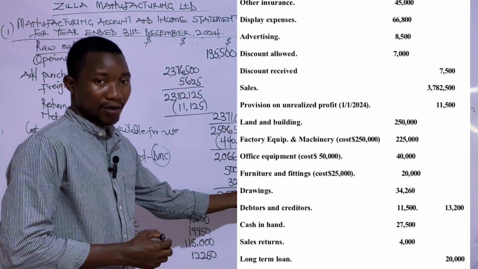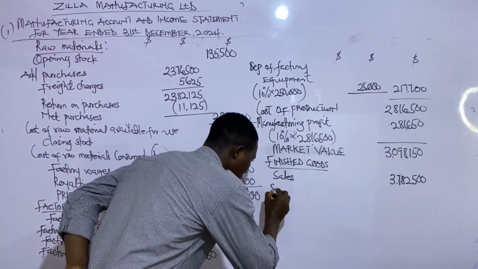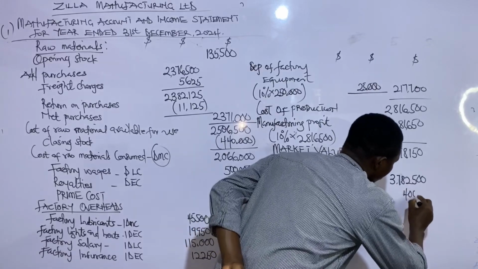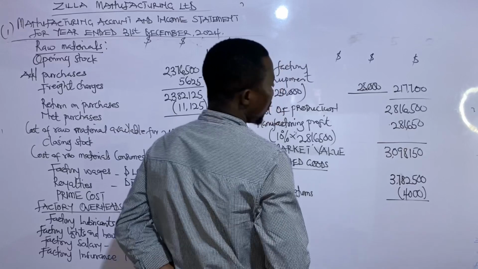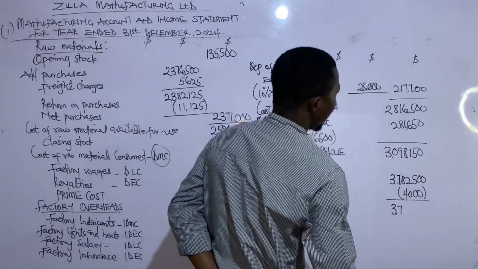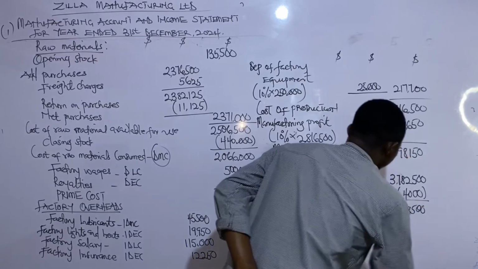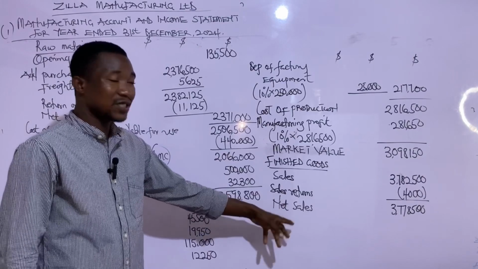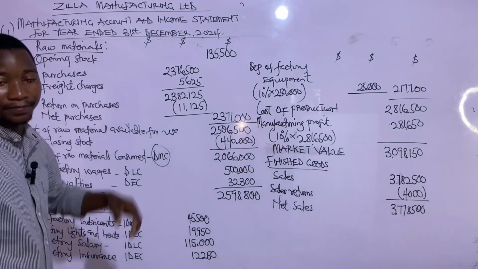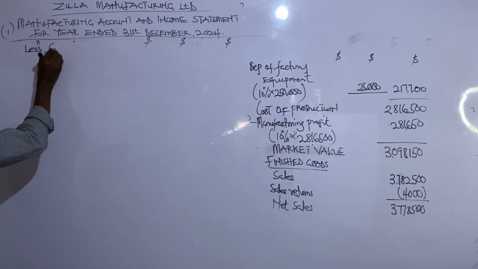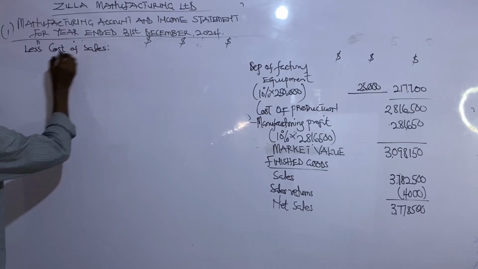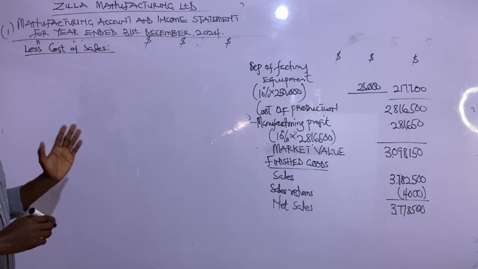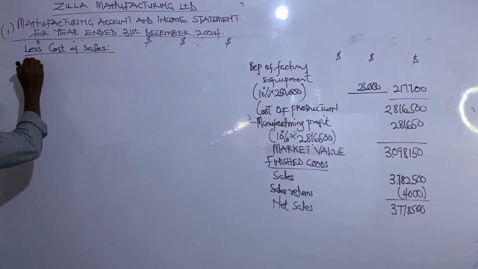Now, is there any sales return? Yes, in the question you could see that the sales return is 4,000, and we less sales return. Is that okay? So when we less sales return, we arrive at 3,778,500 as the net sales. Good. Now, because of the space, I would like to clean here, then we continue from there. So less cost of sales. The cost of sales, we still begin with the opening stock. But this time, it is the opening stock of finished goods, not raw materials. Good, because we are at the income statement level. We have opening stock.